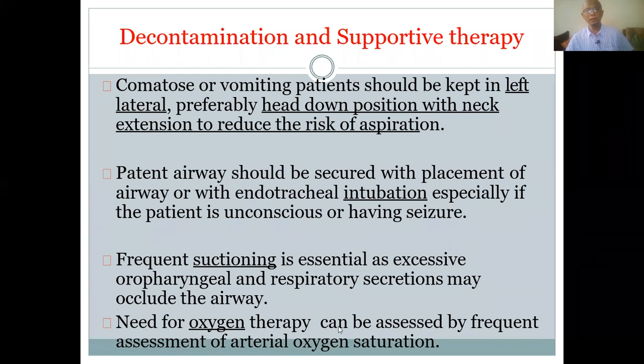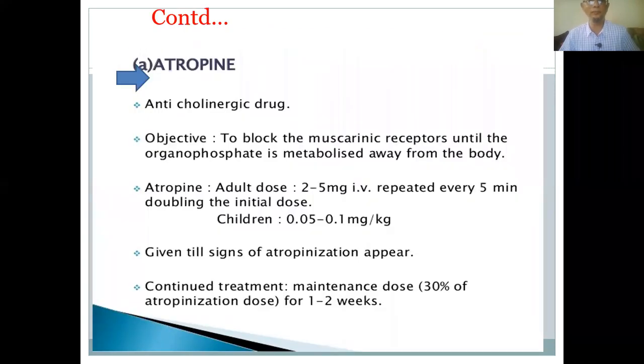The need for oxygen therapy can be assessed by frequent assessment of arterial oxygen saturation. By pulse oximetry, you can see whether oxygen saturation is decreasing. In normal people the normal range is more than about 96%. If it is less than 93 to 92%, you must give oxygen, like in COVID patients.